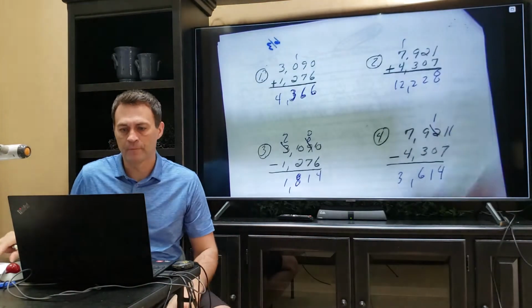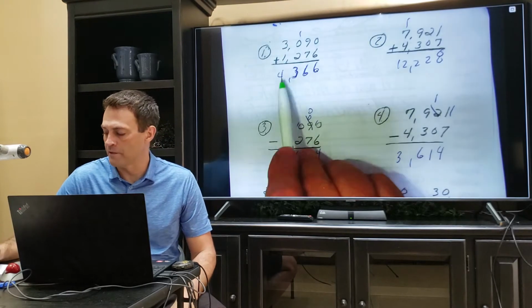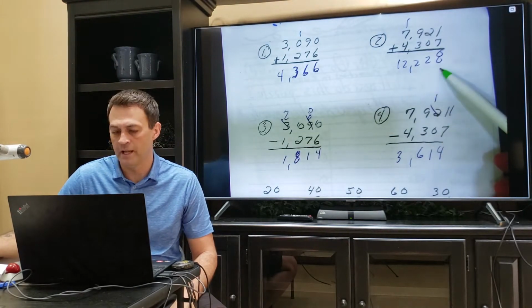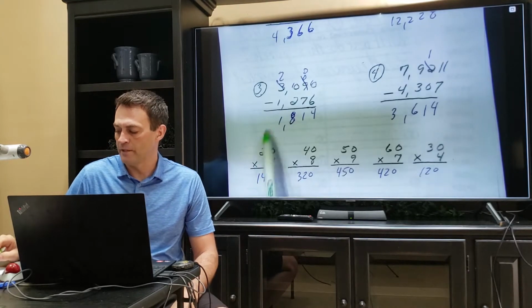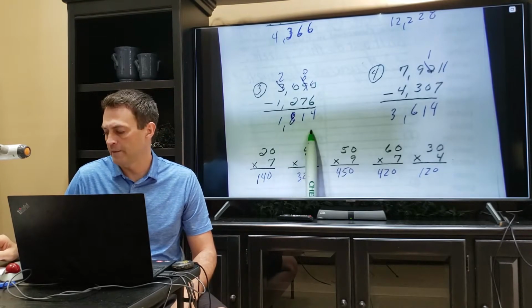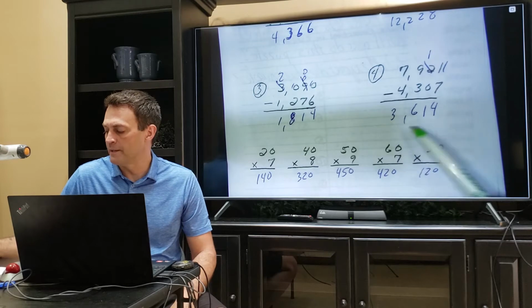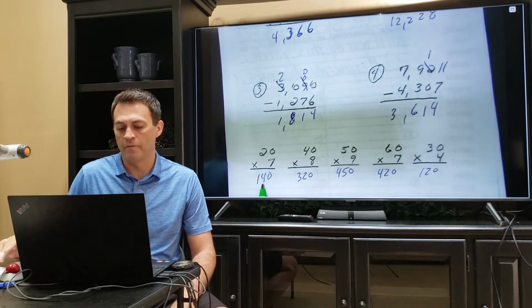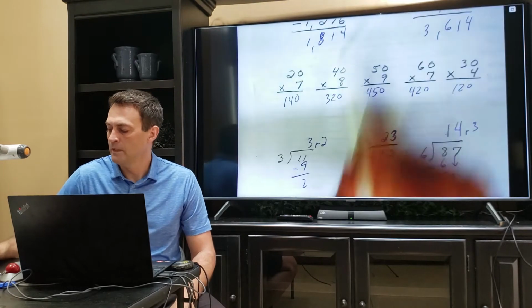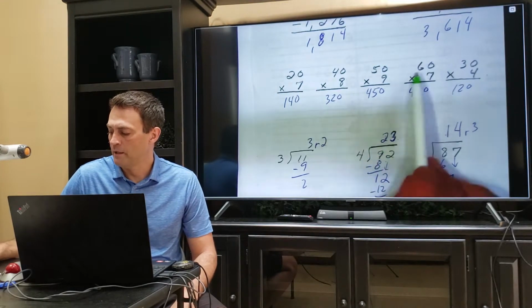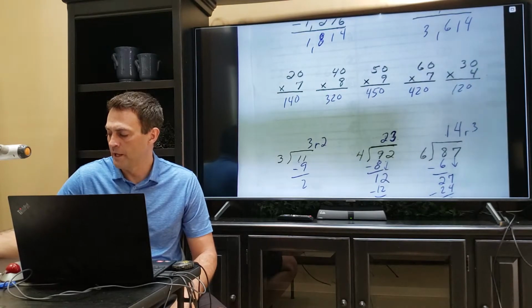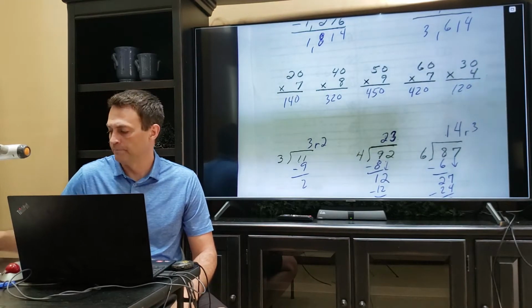Here's the math. Number 1 is 4,366. Number 2 is 12,228. Number 3 is 1,814. Number 4 is 3,614. 20 times 7 is 140. 40 times 8 is 320. 50 times 9 is 450. 60 times 7 is 420. And 30 times 4 is 120.